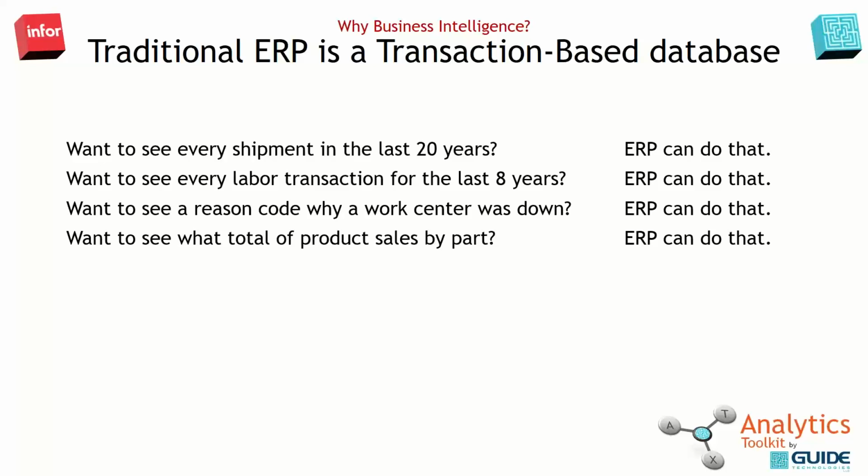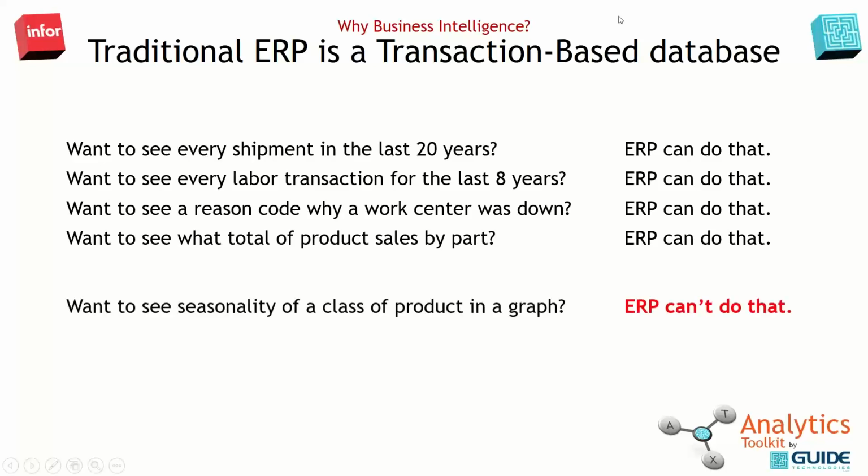But what happens if you want to see summary information? What happens, for instance, if you'd like to see seasonality of product in a graph? That data doesn't exist. I can see all the transactions. I can see all the sale transactions of a part or a family of parts. But if I print that out or put it into Excel, it's hundreds of lines of detail. The summary doesn't exist. And that's one of the things that we do in order to get information, especially to our executives.